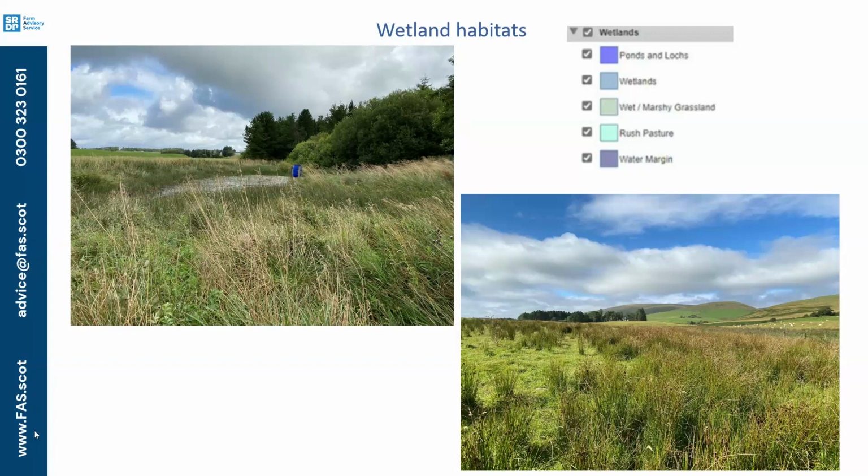And finally, we've got water margins under this habitat. So it's an area of uncultivated land next to a ditch, burn, river, pond, loch, etc., and may be managed as grassland or may contain other habitats such as shrubs, trees or wetlands. So it doesn't need to be just a narrow strip alongside a ditch or whatever. It might be a really wide water margin alongside a big flowing river that might be wooded or something.